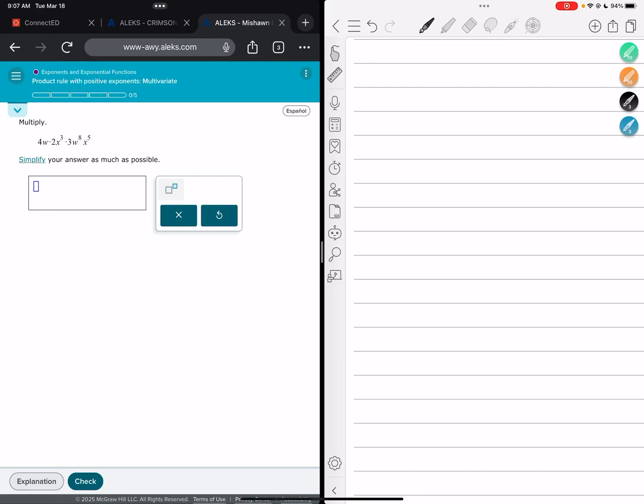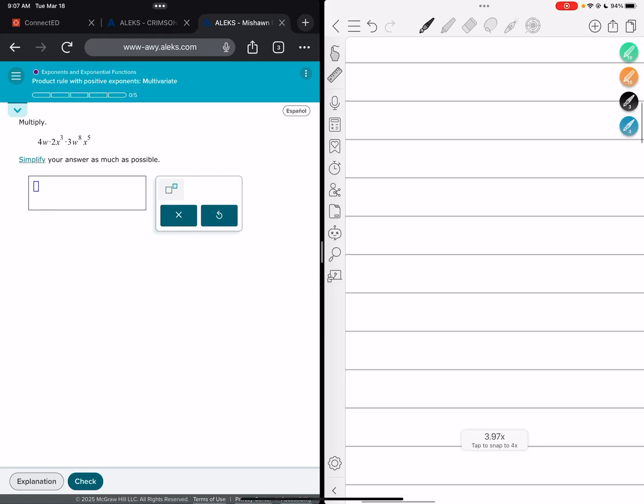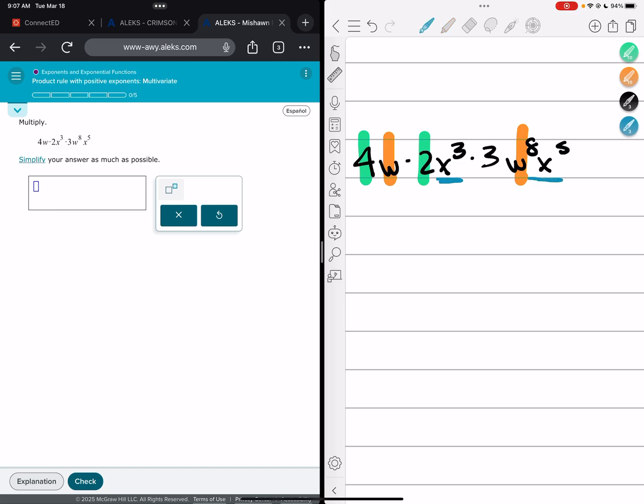All right, we want to simplify this as much as possible. So we can see that we have 4w times 2x cubed times 3w to the 8th x to the 5th. So if I'm looking at this, I can see I have two numbers, 4 and 2. I've got w and w right here, and then with x's, I've got an x right here and an x right there. So I'm just going to combine those.